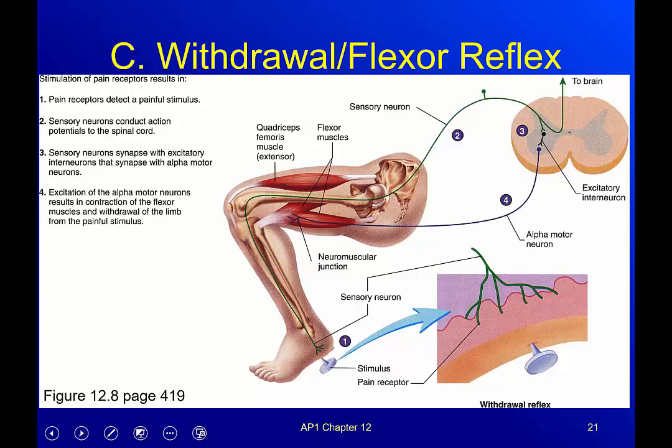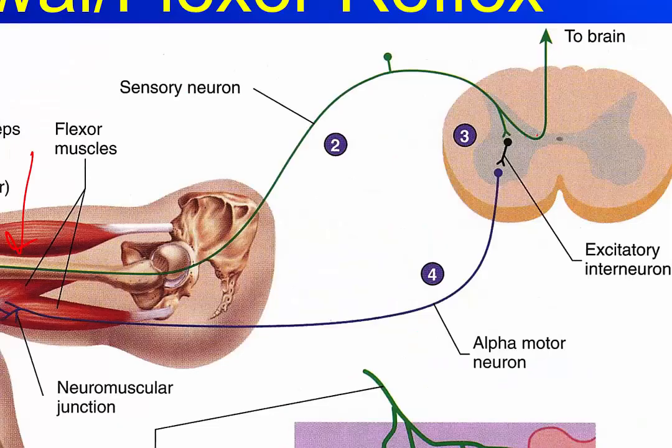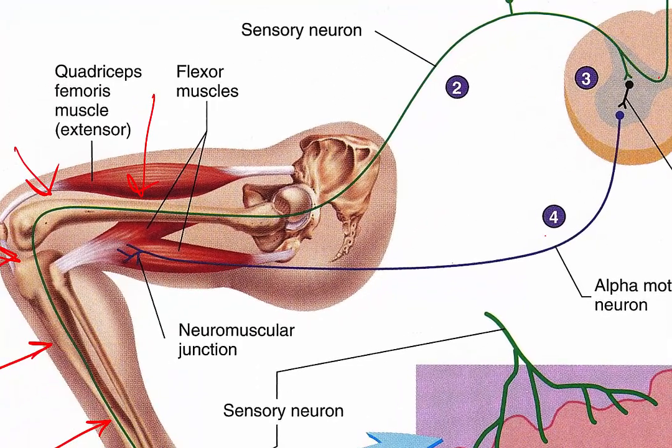So let's look at this. Here's the nail. Here's my sensory receptor. Here's my sensory neuron that carries the information up to my brain, right? Or my spinal cord, in this case. Here's my excitatory interneuron. Excitatory meaning I'm going to get an action potential. It causes this motor neuron to fire. This motor neuron is attached to this muscle. Remember, this is the muscle that bends my leg. This is the muscle that straightens my leg.